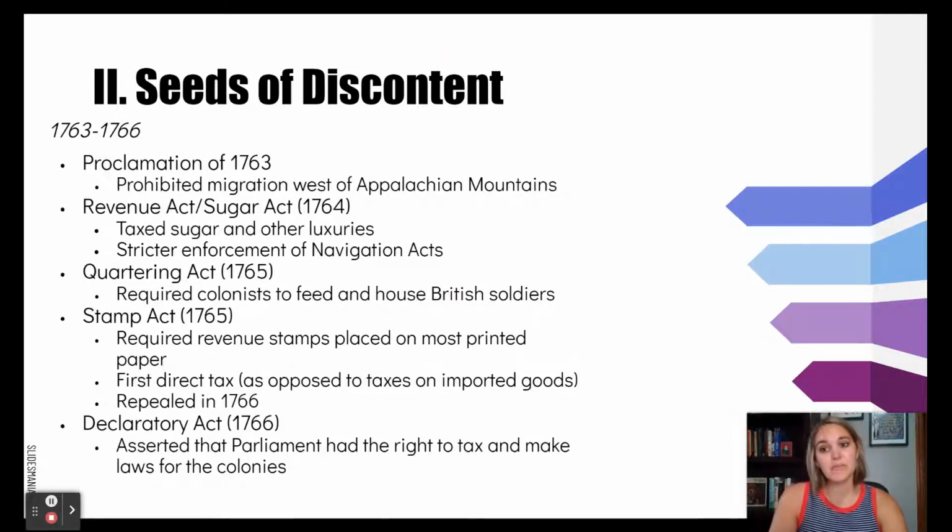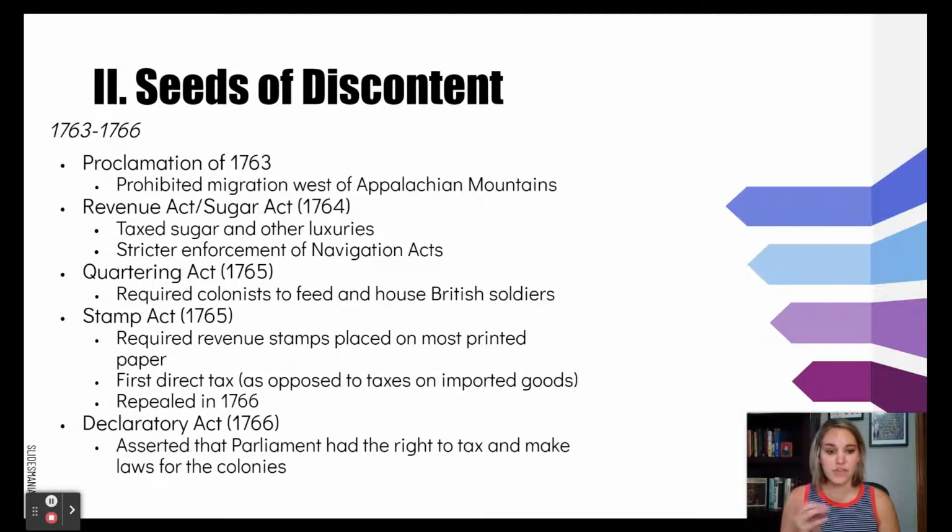So we're going to start with the time period from 1763 to 1766, where we see the seeds of discontent brewing. In this time period, no one is really asking for independence. There's simply frustration with the British Empire. As we mentioned, the Proclamation of 1763 prohibits movement out to the Appalachian Mountains. And then we see the first taxes begin.